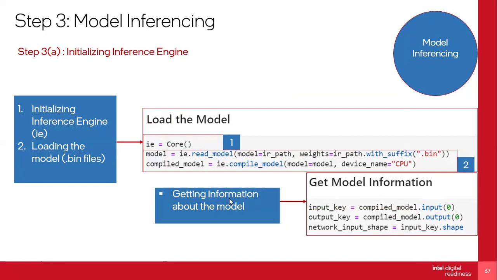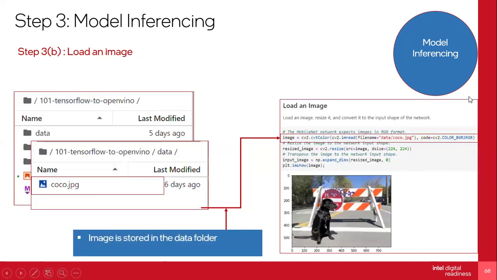So getting information about the model, you can just try this. Input key, output key, network, input shapes, everything. So using this, you can get the information about the particular model which you are using. And then load an image.